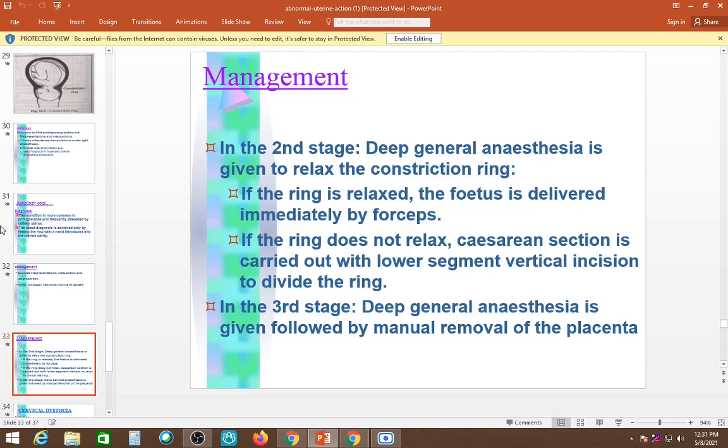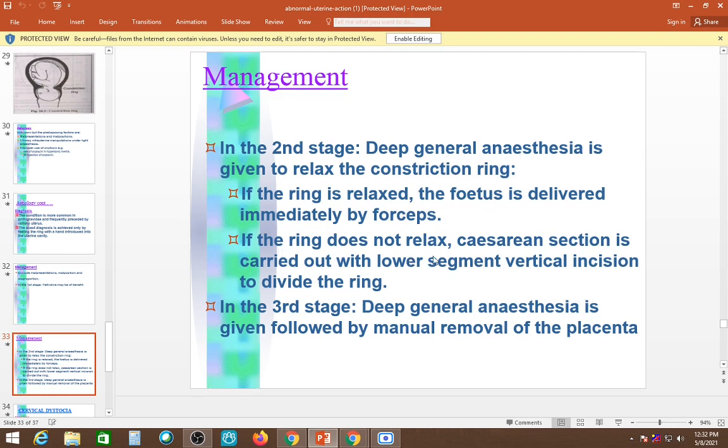In the second stage, deep anesthesia is given to relax the constriction ring. Second stage is from full dilatation of the cervix up to the delivery of the fetus. In the second stage we can give deep general anesthesia because the mother is going to deliver within no time. If the ring is relaxed, the fetus is delivered immediately by forceps. Anesthesia will be given, forceps will be applied.